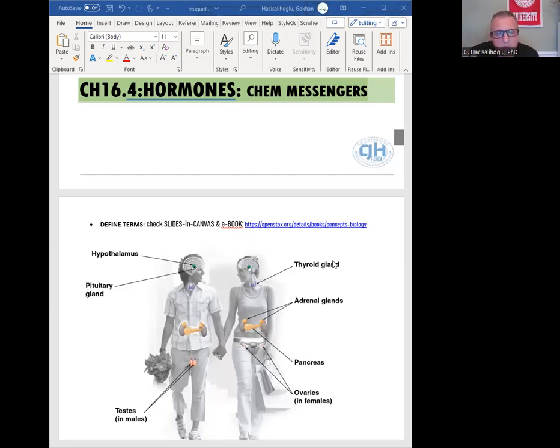So what is the hormone? Where is it secreted by? Where does it go and get transported? And then what's the effect of the hormone?